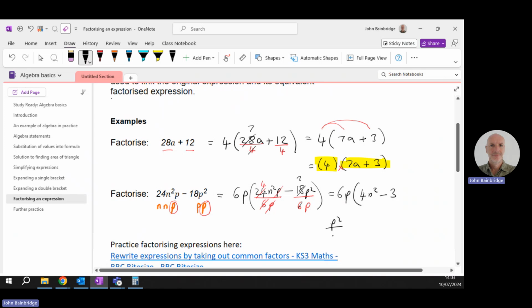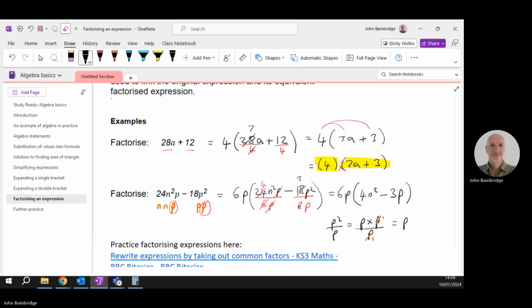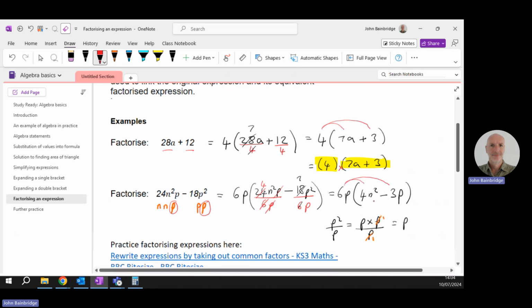Let me just bring that out here. So that means p times p over p. I can cancel that p with that p. Well, basically, I'm dividing by p top and bottom, making 1s. So that leaves me with just a p on top, p over 1 or p. So this is p here. So I've got 6p brackets 4n squared minus 3p. And again, multiply them out, maybe in your head, just to check that it will go back to the original expression.